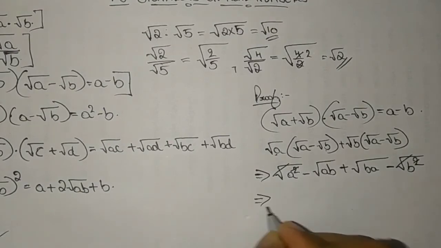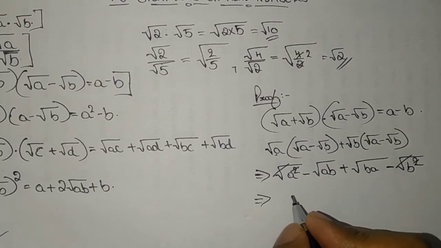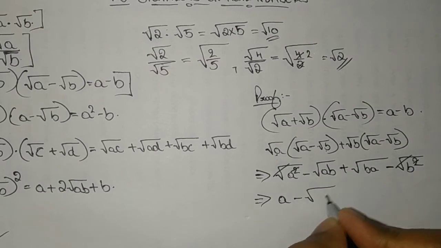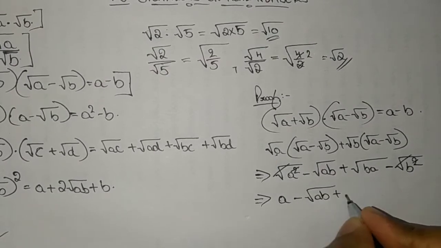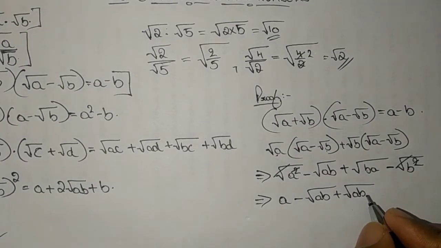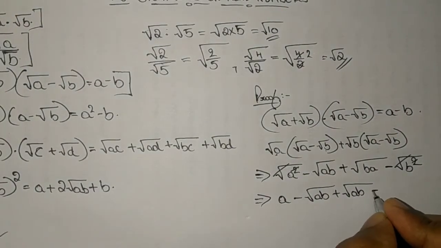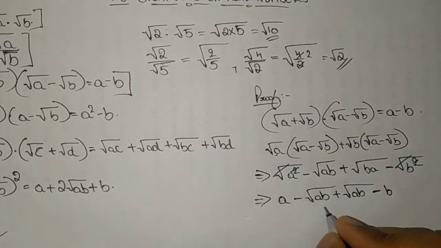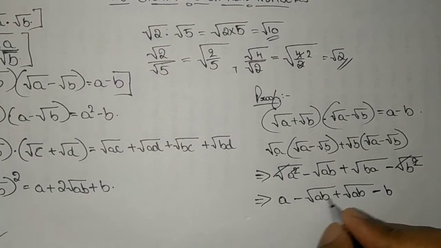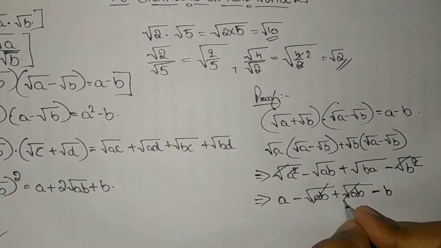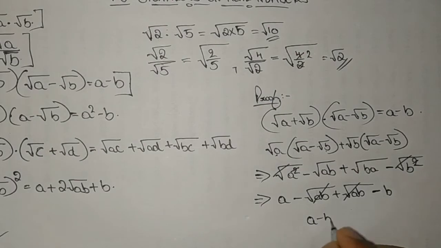Now a remains, minus root ab plus root ba, which is nothing but root ab only. 2 into 5 is also 10, 5 into 2 is also 10. So minus root ab plus root ab is something like minus 1 plus 1, which is equal to 0. This cancels. Answer is a minus b.